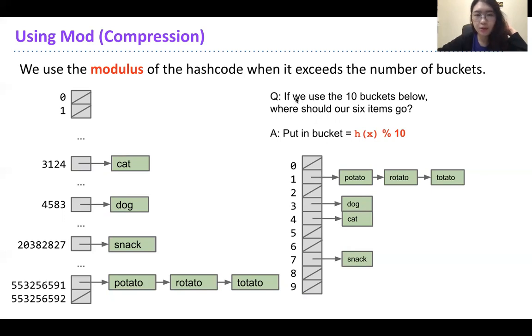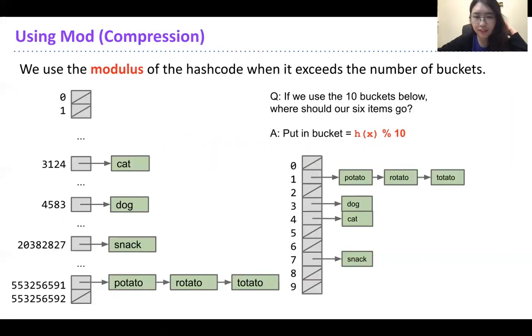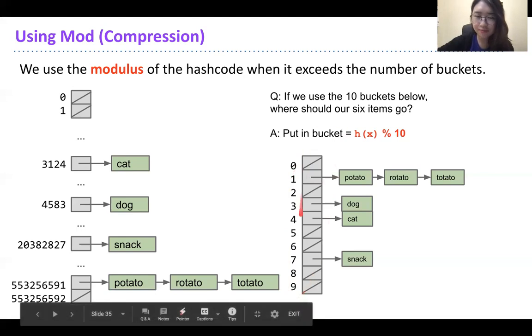So there's this question here. If we use the 10 buckets below, where should our 6 items go? In this case, we can do h of x mod 10. Basically, h of x is our hash function. Remember that we pass our input to some kind of secret box, which is our hash function, and the hash function is really important too. Then we modulo that by the length of the array. You can think about this as the outer container of this many buckets.